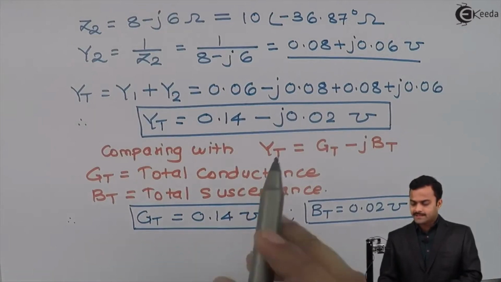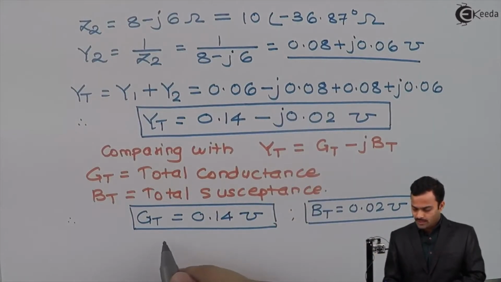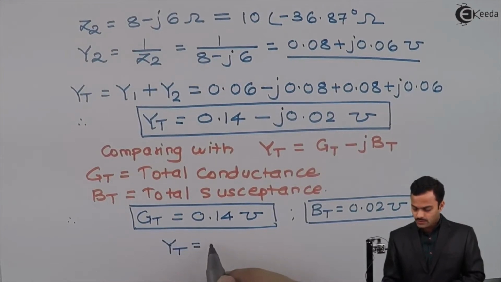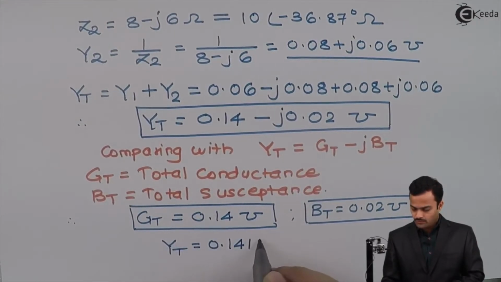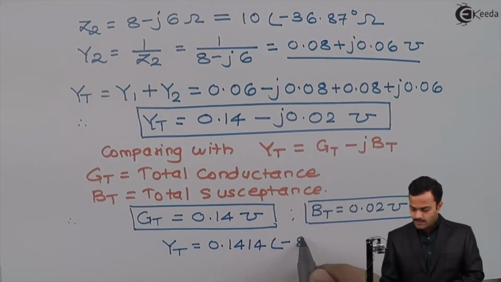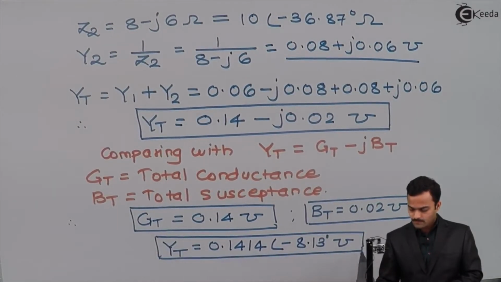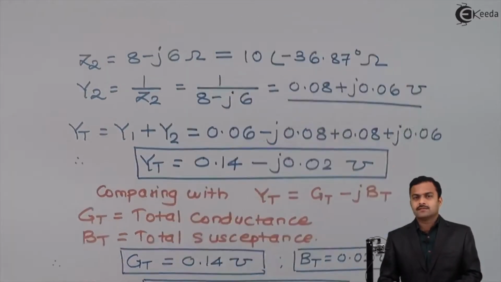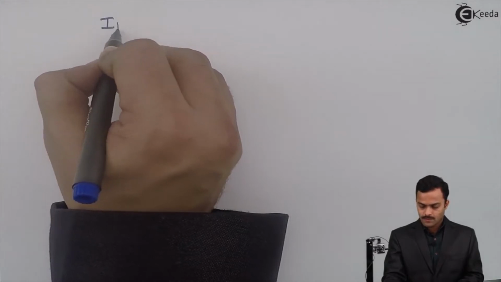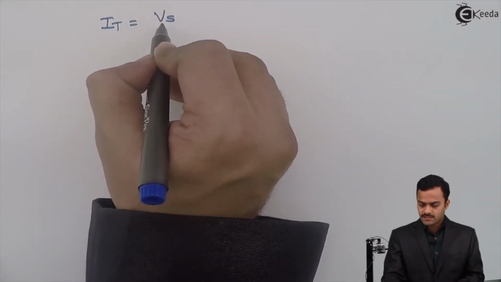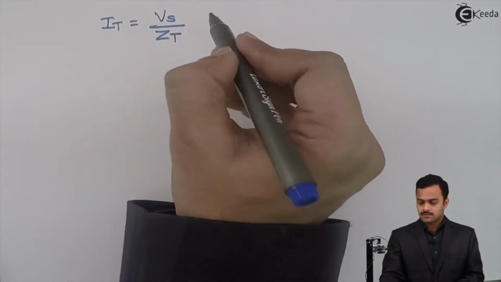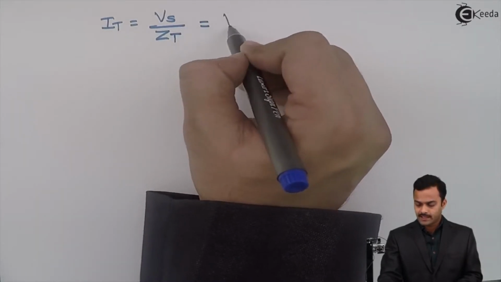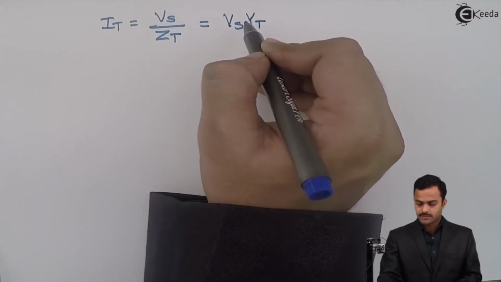Now I can write this Yt in polar form also. So in polar form, total admittance equal to 0.1414 at an angle minus 8.13 degree mho. This is the first part of the answer. In the second part, we have to get the total current. So total current It equal to supplied voltage divided by total impedance, and total impedance inverse I can write as total admittance Yt.